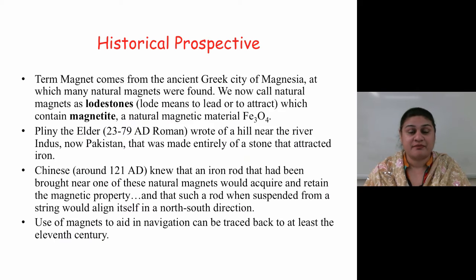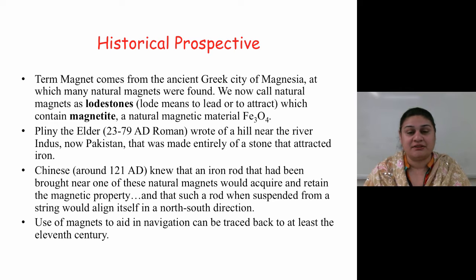Magnetic field. So a little bit of history. The term magnet comes from an ancient Greek city of Magnesia, at which many natural magnets were found. We now call natural magnets lodestones. Lode means to lead or to attract, which contains magnetite, a natural magnetic material, Fe3O4.